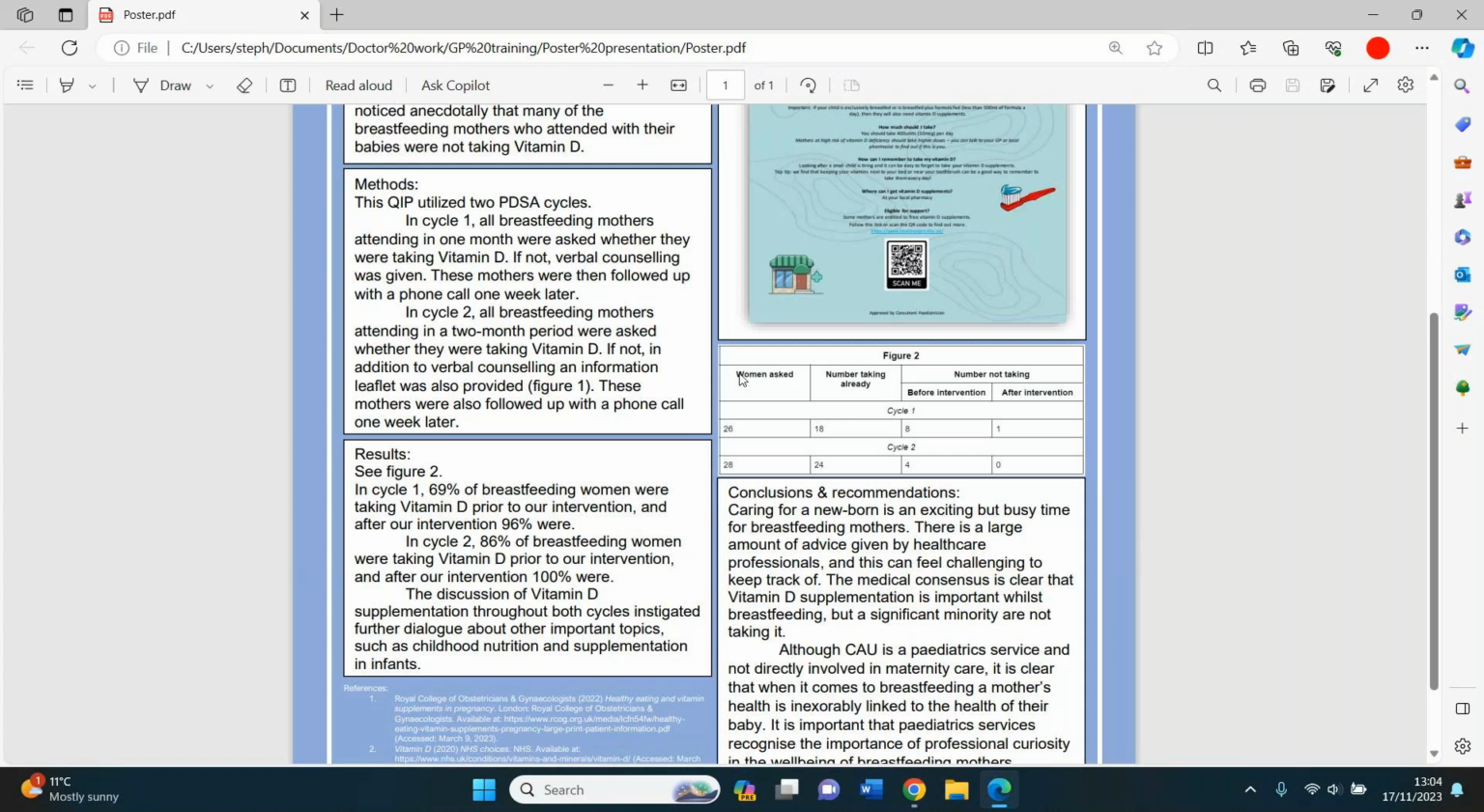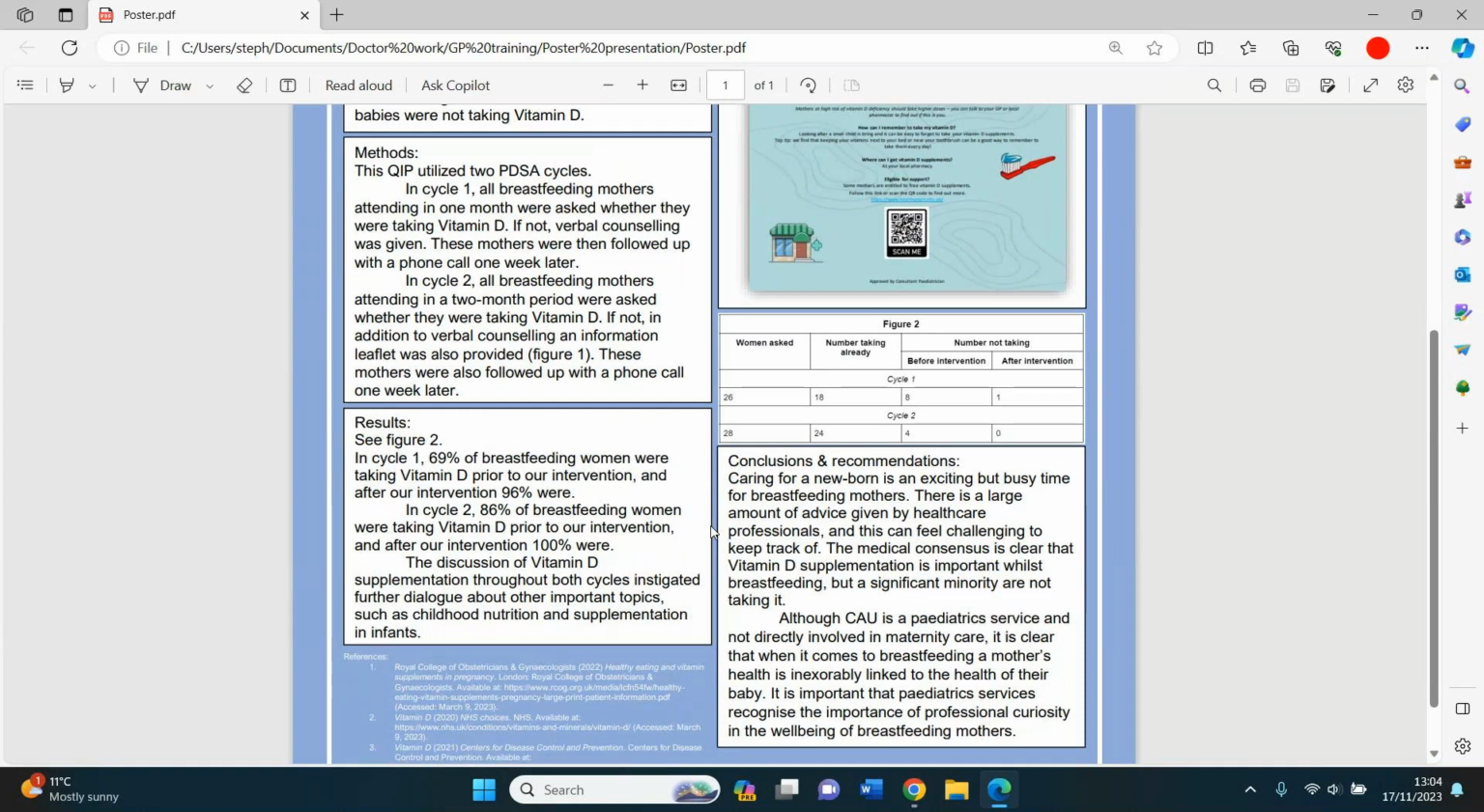So in terms of the results from cycle 2, we actually had a higher percentage of women already taking vitamin D prior to our intervention. It was at 86% in cycle 2, but after our intervention, 100% of the breastfeeding women were taking vitamin D supplementation. So again, we were really pleased with that. We have plans to do a third cycle of this project, mostly revolving around improvements to the leaflet.